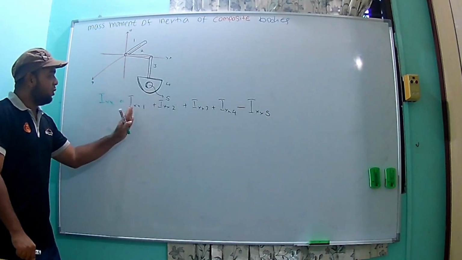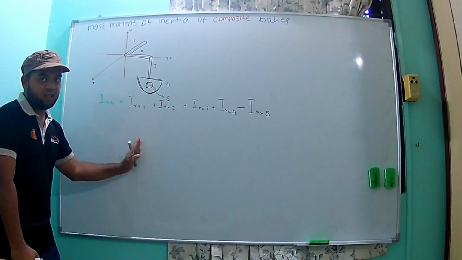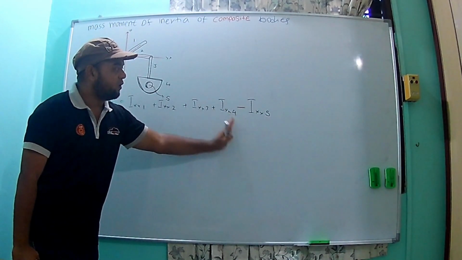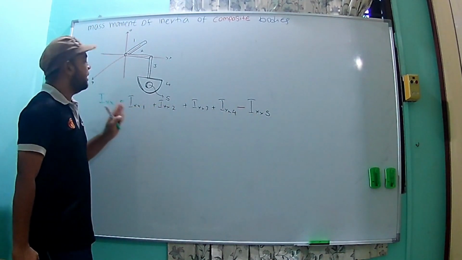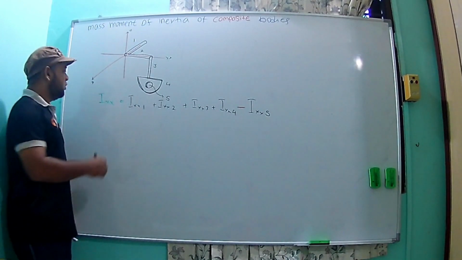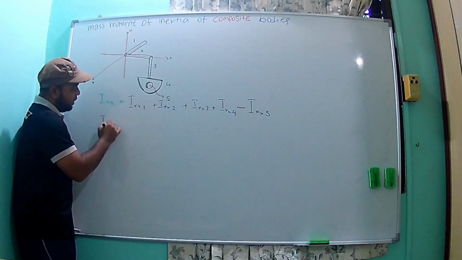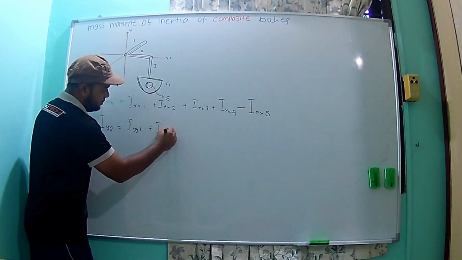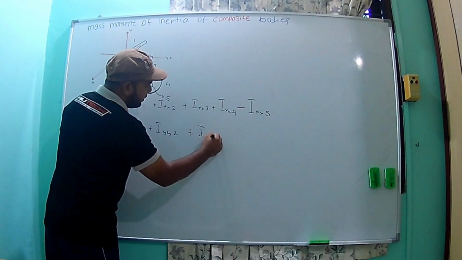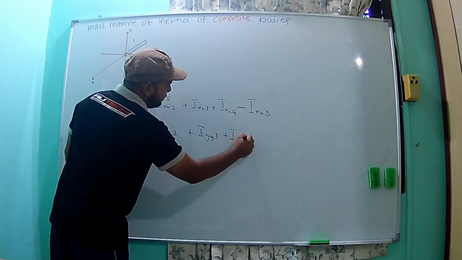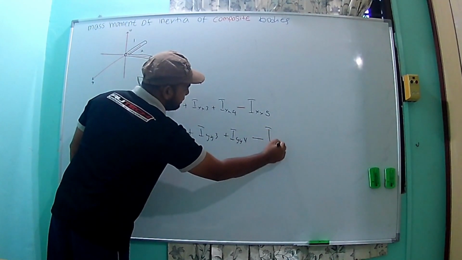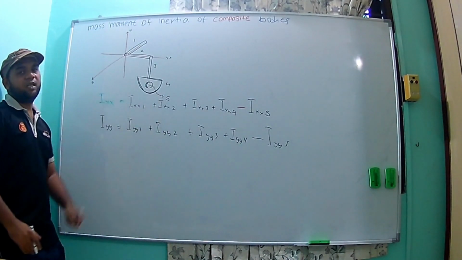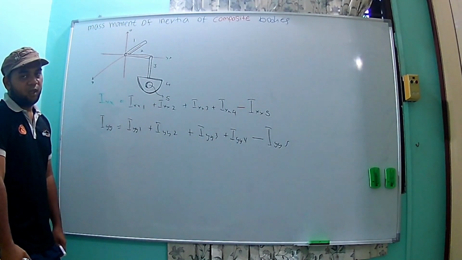So you have to do it one by one. For the first one, you come up with the equation and get a value, then the second one, the third, the fourth, and the last one, and you add them all together, and you have the answer. The same goes for Iyy and Izz. So Iyy equals Iy1 plus Iy2 plus Iy3 plus Iy4 minus Iy5. Calculate one by one, add up together, and lastly you have the answer.